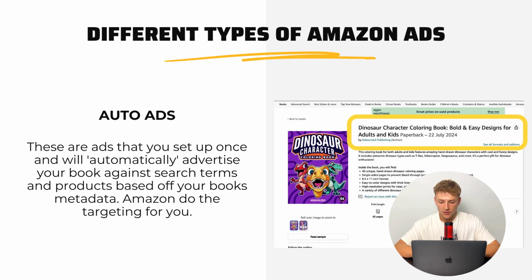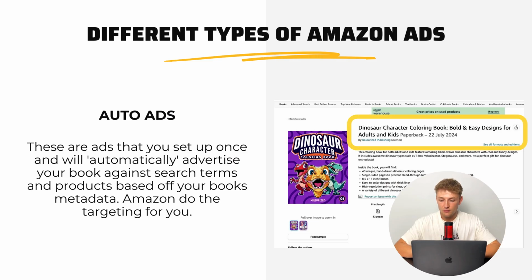So this one here is an example. It's a dinosaur character coloring book. Amazon will be able to see it's a dinosaur coloring book, so it will advertise it against loads of other dinosaur books. It says bold and easy design, so maybe when someone types in bold and easy coloring book for kids, Amazon might show it up for there. So it just uses the book's data to advertise everything for you.